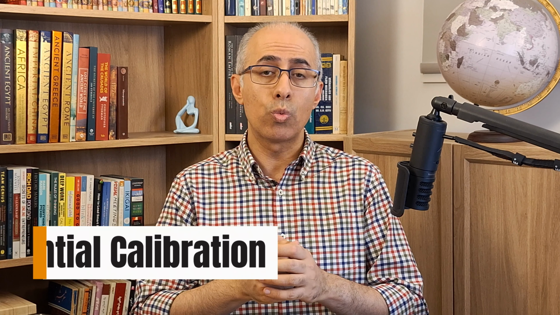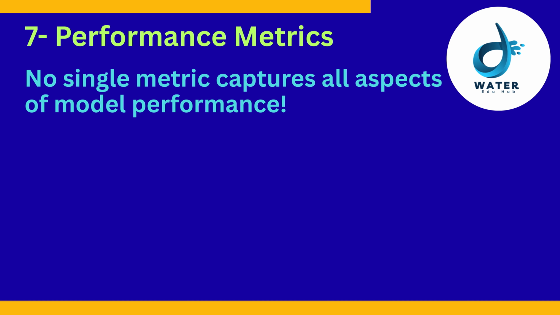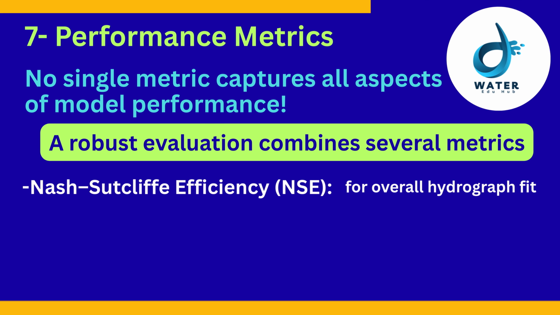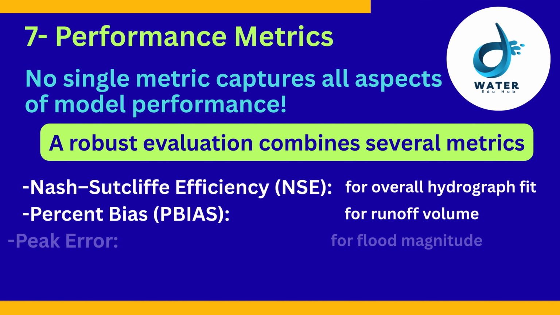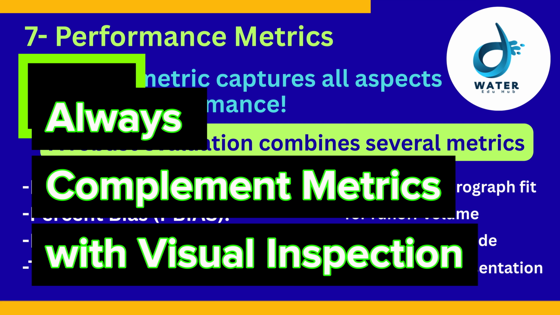The sixth one is the sequential calibration. A structured approach improves efficiency. First, calibrate volume-related parameters such as losses. Then calibrate routing parameters, controlling hydrograph timing and shape. Seventh is the performance metrics. No single metric captures all aspects of model performance. A robust evaluation typically combines several metrics such as Nash-Sutcliffe efficiency for overall hydrograph fit, percent bias for runoff volume, peak error for flood magnitude, and time to peak error for routing representation. And importantly, always complement metrics with visual inspection.